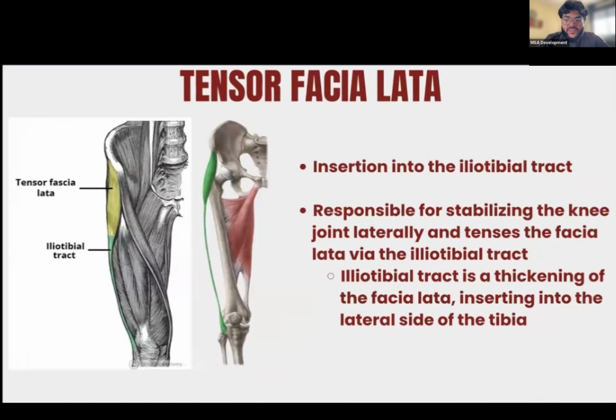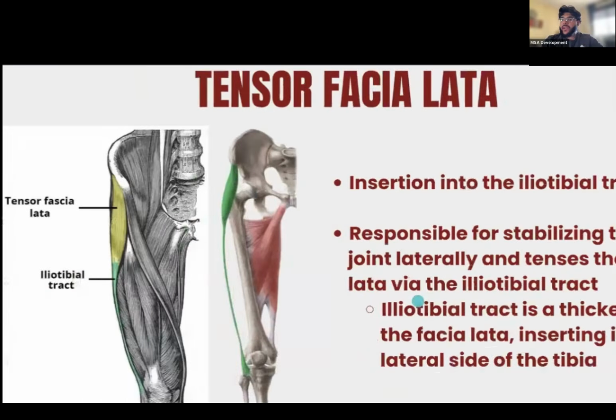Next up, we have our tensor fascia lata, okay? The tensor fascia lata inserts into the iliotibial tract, which is a thick band of fascia that runs down on the lateral aspect of your thigh, and it goes to the lateral tibia. It is responsible for stabilizing the knee joint laterally, and it tenses the fascia lata via the iliotibial tract, stabilizing the knee joint. That's all you need to know for this.